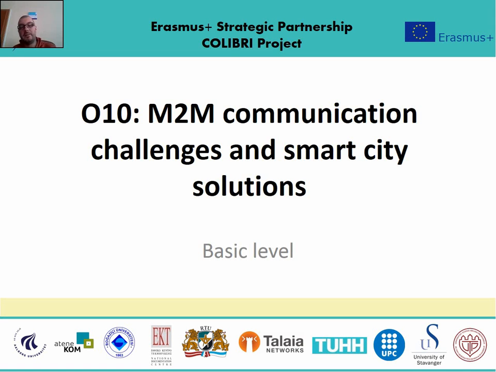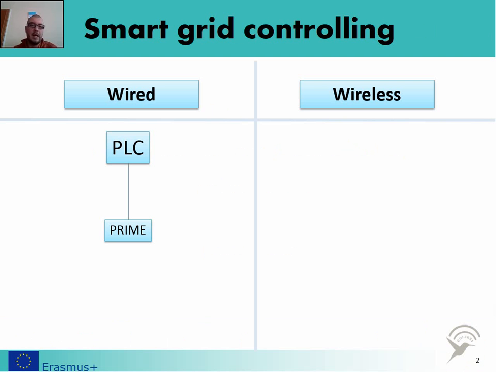Hi. So we already know what is the prime standard which is used for PLC communication. Now I will show you the wireless solution for smart grid controlling and the problems that engineers need to face when designing such networks. In wireless communication for smart grid controlling, we will be using the ISM bands. Of course, depending on the country, this frequency will be different.